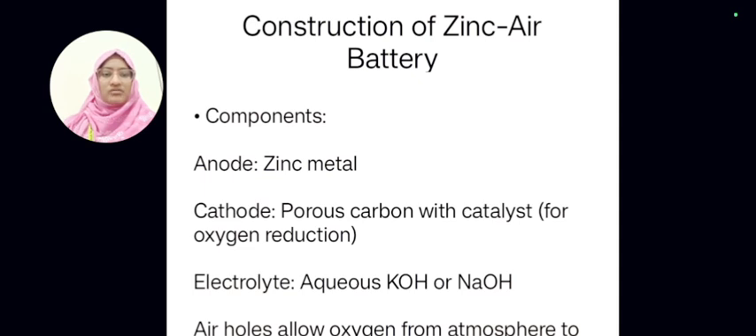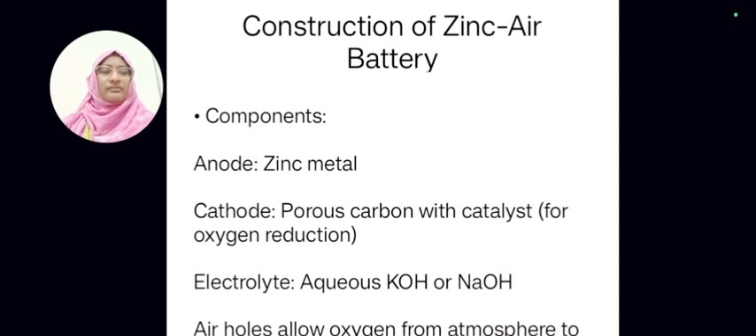The components involved in the construction of zinc air battery are: for anode we use zinc metal, for cathode we use porous carbon with a catalyst. The electrolyte used here is aqueous potassium hydroxide or sodium hydroxide. These are the components used for the construction of zinc air battery, and let us discuss the working principle of zinc air battery.